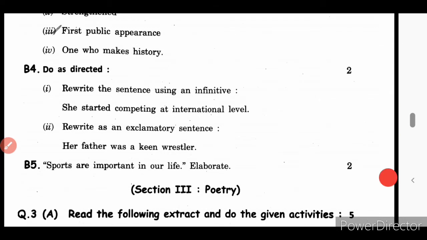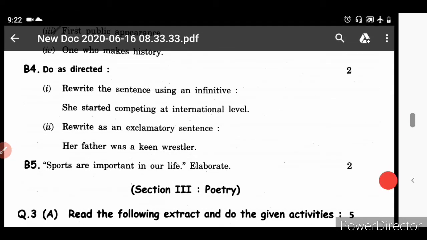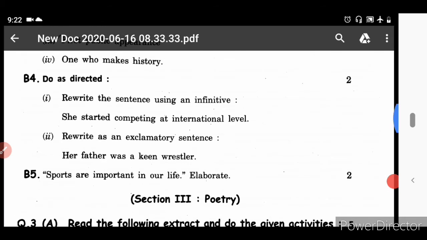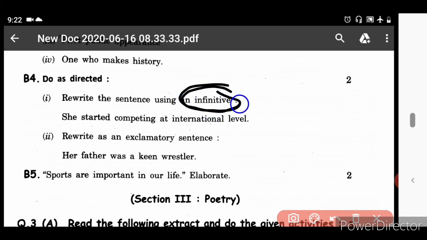The second question is do as directed. This question is based on grammar. I have told you to learn gerund and infinitive. Gerund and infinitive are very important topics. Rewrite as an exclamatory sentence. We have to learn assertives, how to convert an assertive sentence into an exclamatory sentence, or an exclamatory sentence into an assertive sentence.